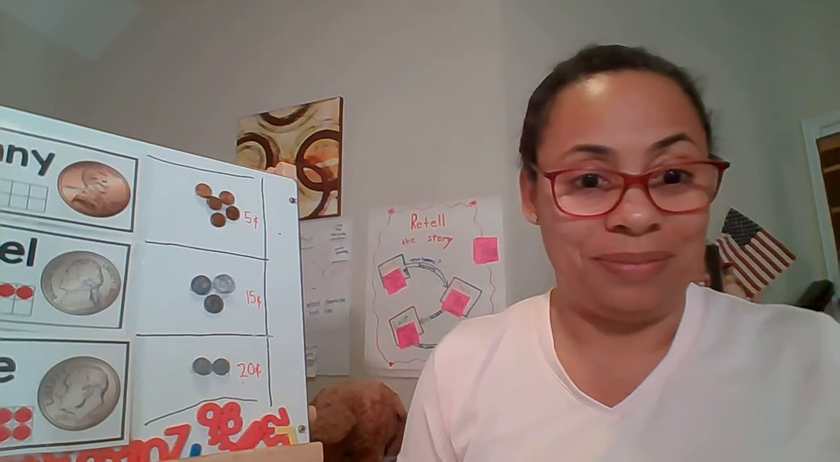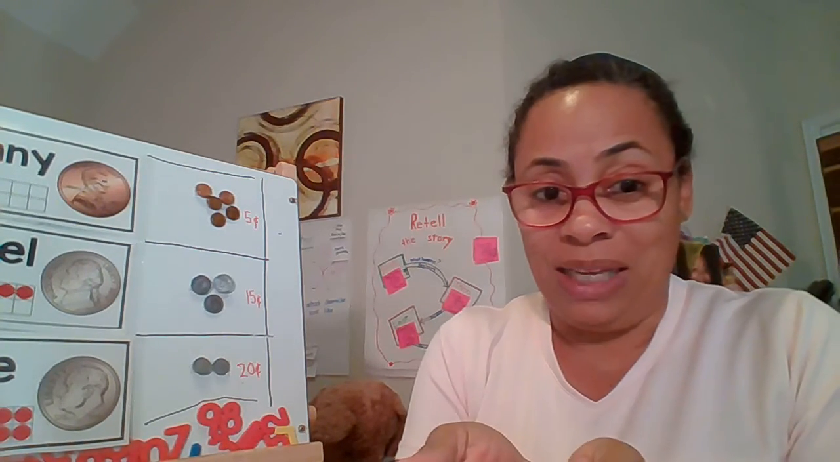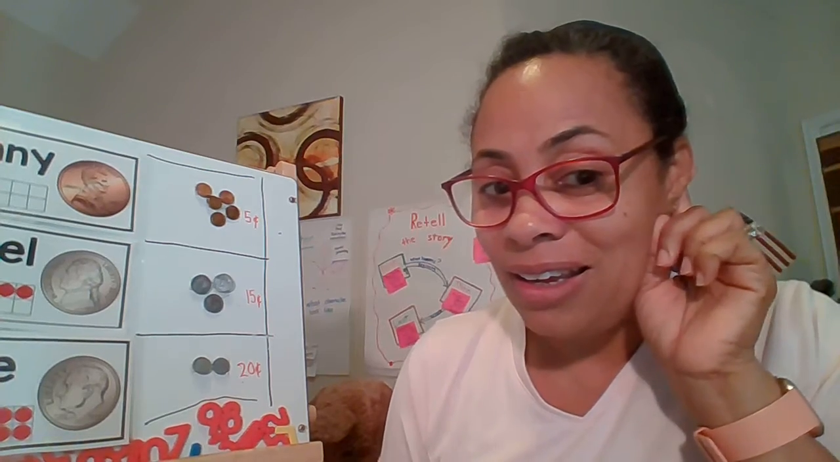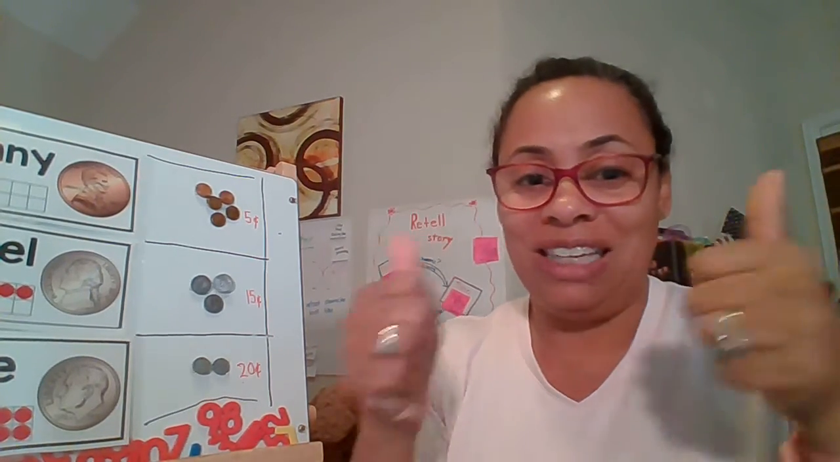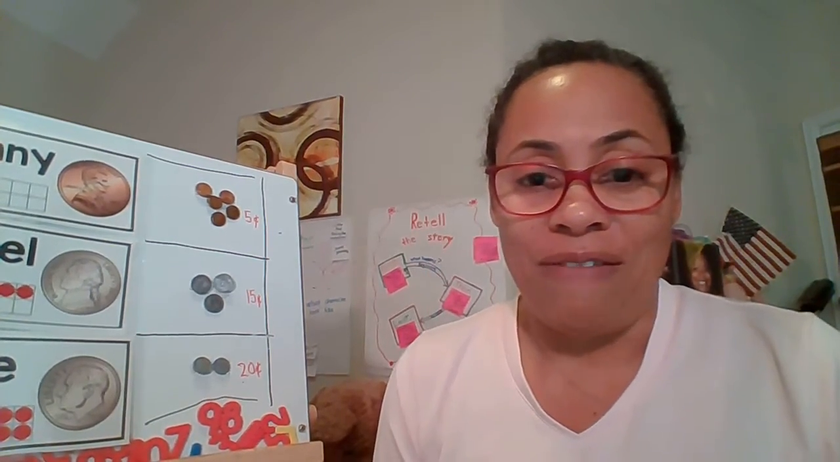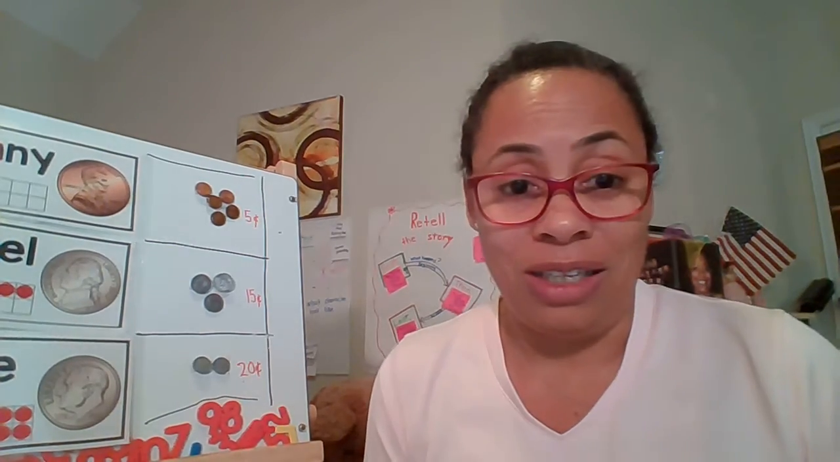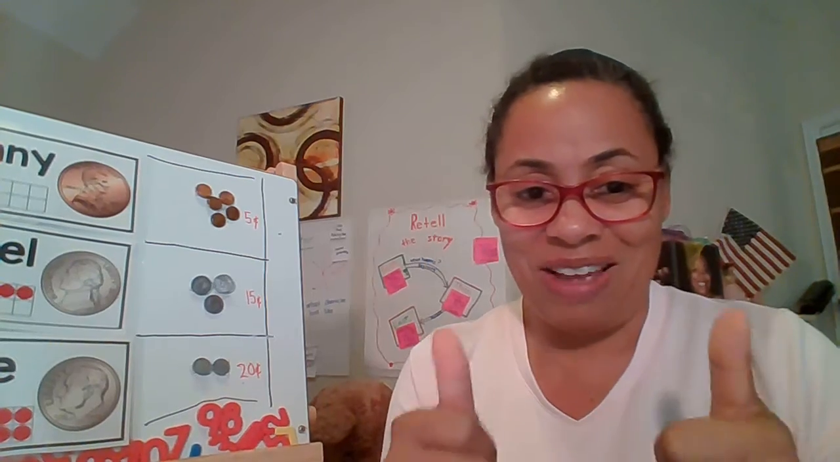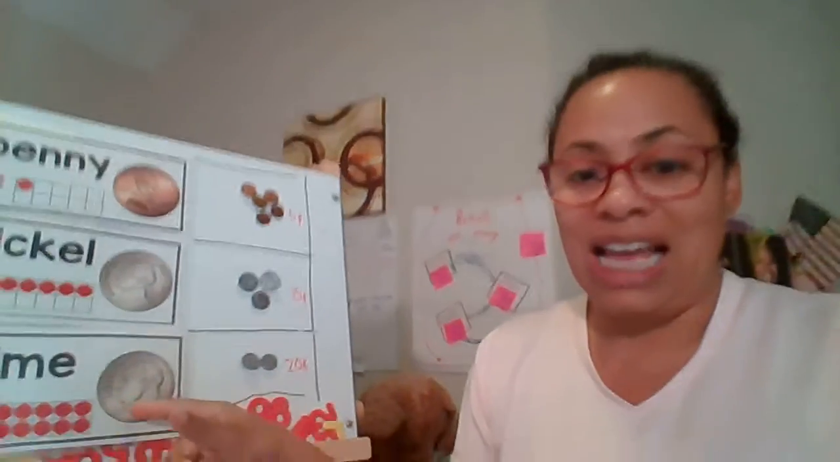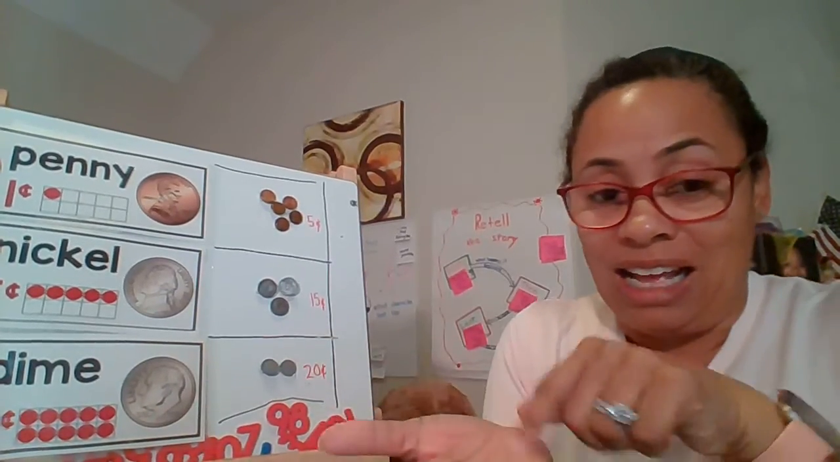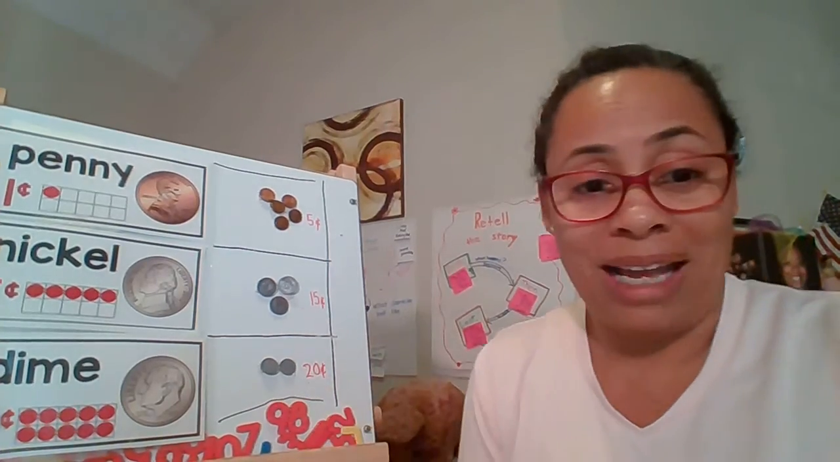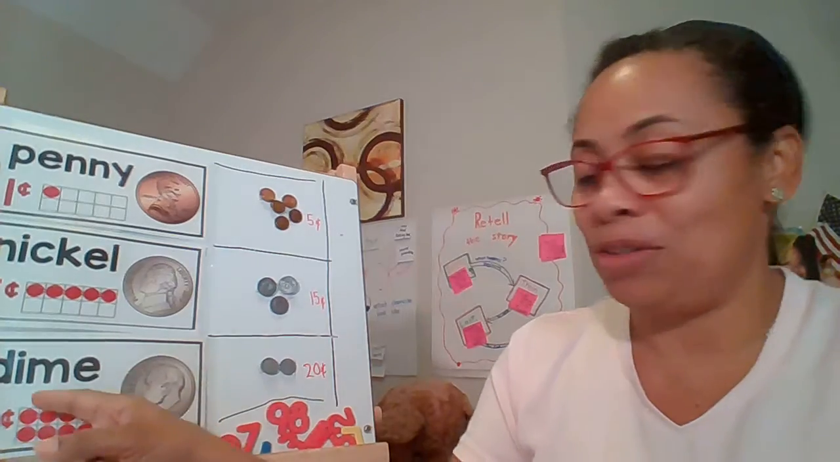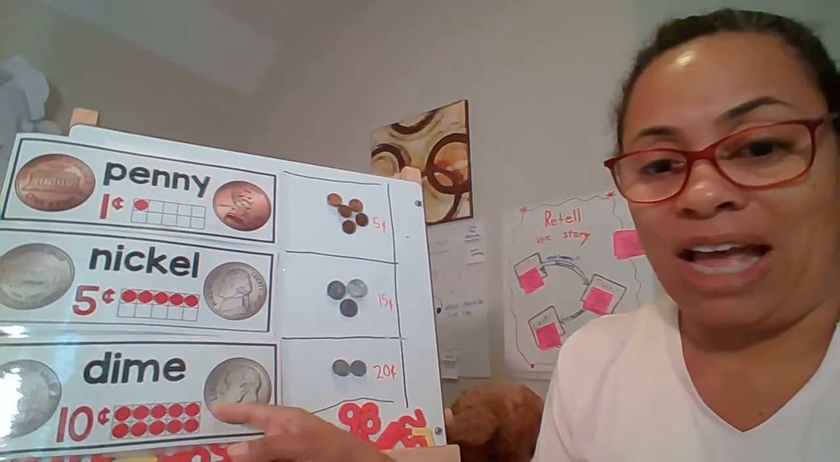So I think you're ready to practice sorting your coins and figuring out the value of your collection of coins. You have a collection of pennies, you count by what? Ones. If you said ones, give yourselves 2 thumbs up. If you have a collection of nickels, you're going to count by what? Fives. 2 thumbs up. And if you have a collection of dimes in your hand, you're going to count by what? Tens. Tens, because the dime is worth 10 cents. So we count by tens.